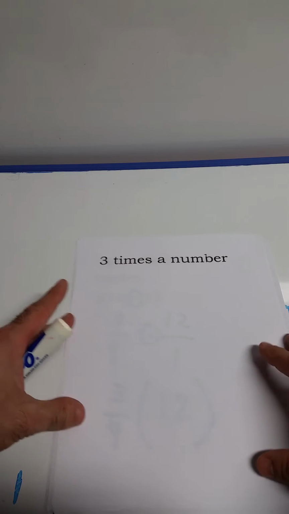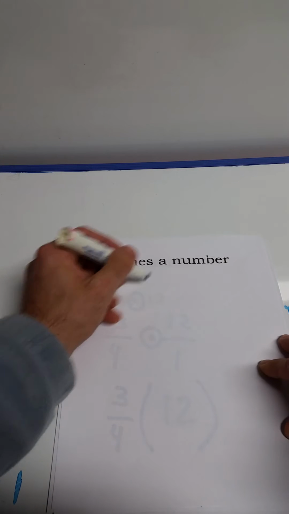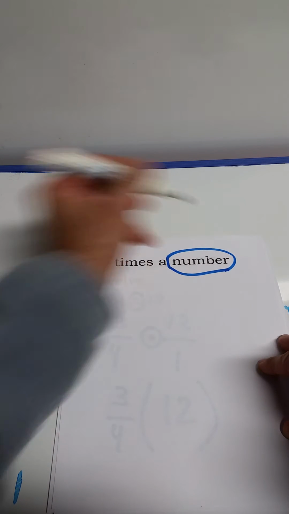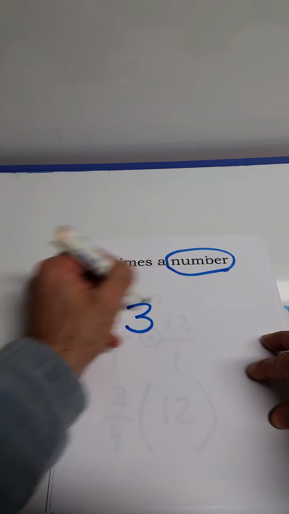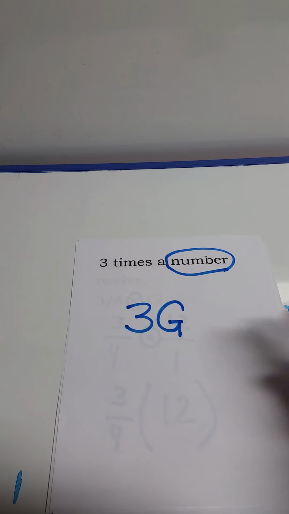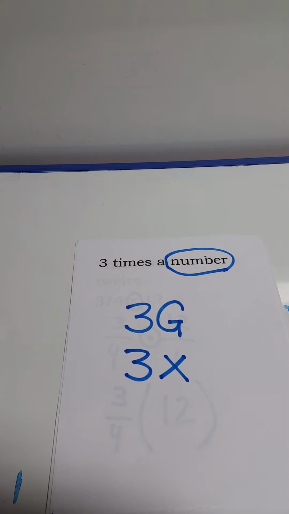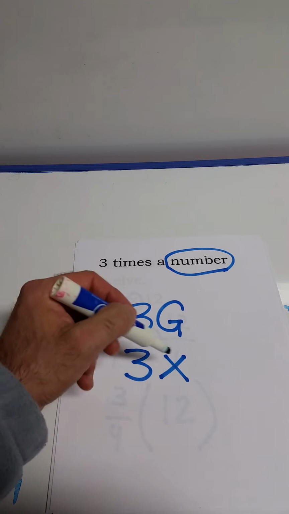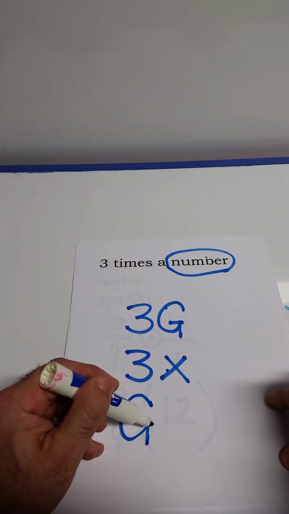How would you do this? 3 times a number. Well, a number is the variable. And remember, this is an algebraic expression because it has variables. 3 times a number could be 3g. Could be 3x. We can use any variable, x or g. Try not to make it, though, like this.